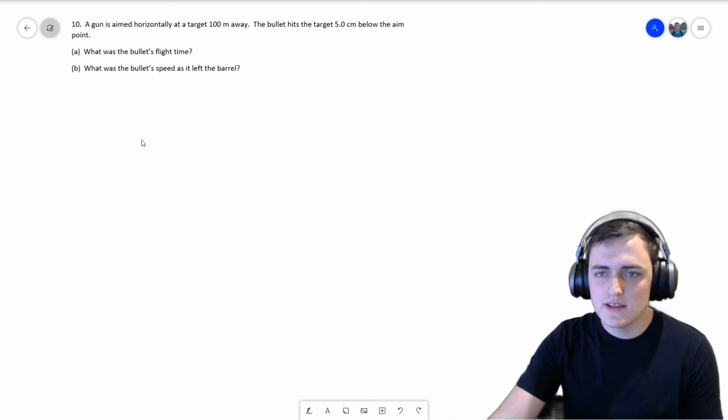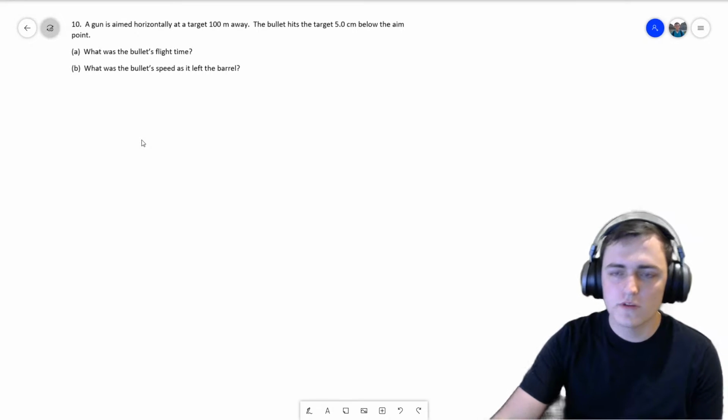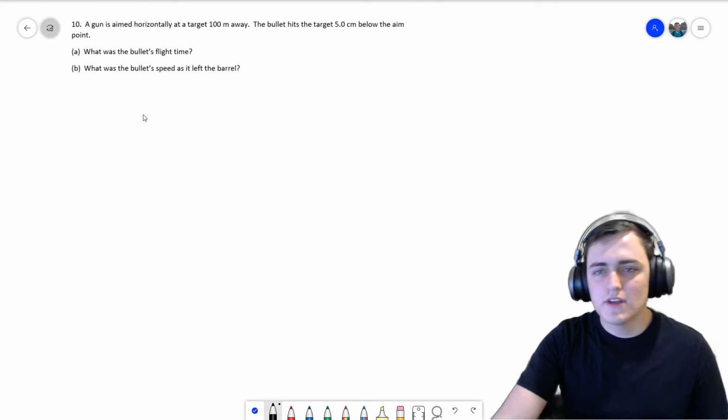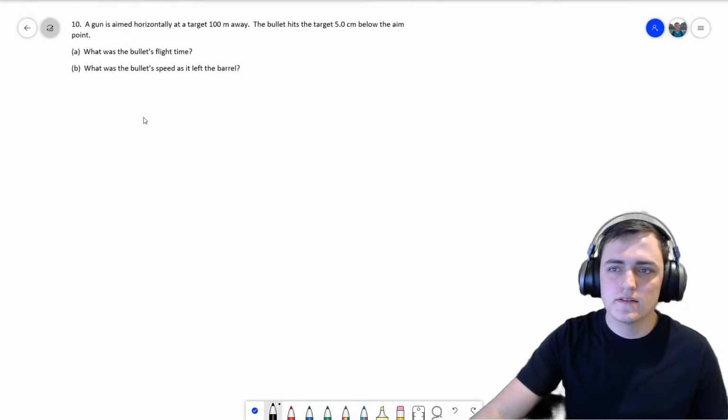So this problem is similar to homework 2 problem 10, just a few numbers changed. The problem gives us a gun aimed horizontally.